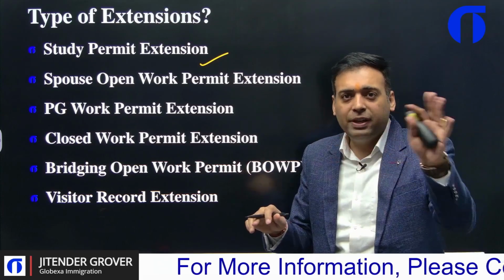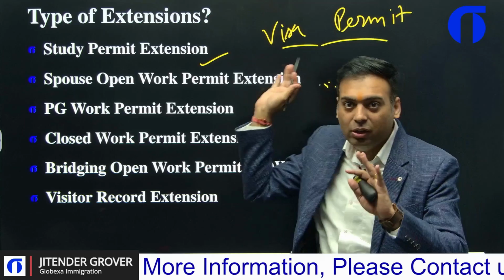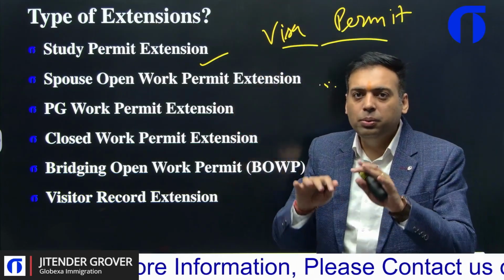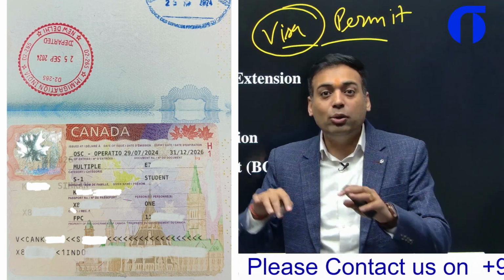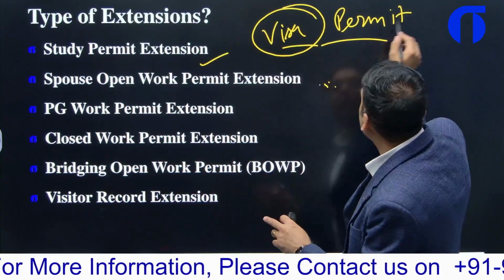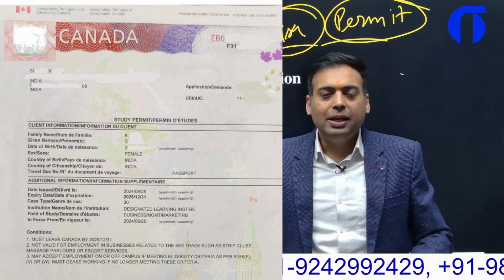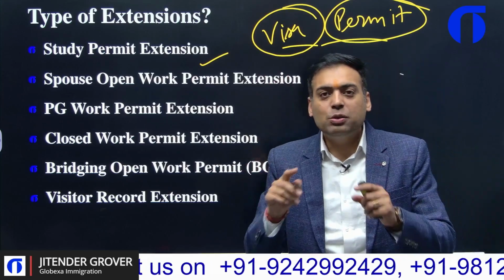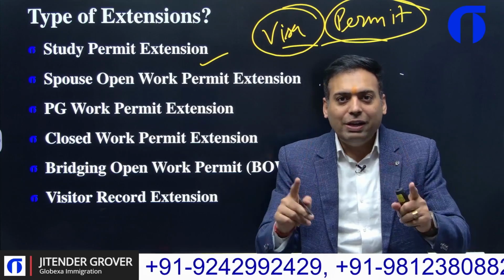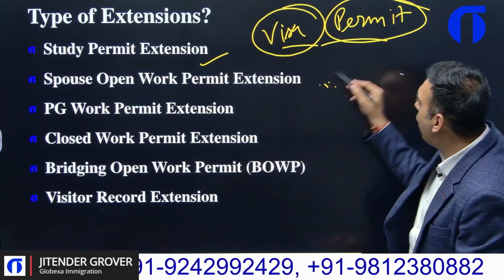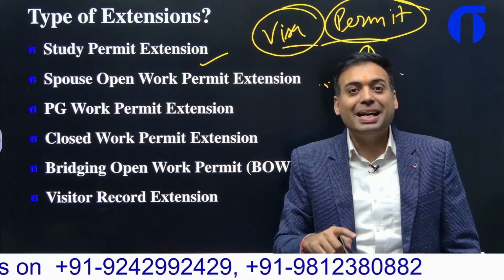First of all, there are two different things: visa and permit. I have already made a video on this particular thing as well. Just to share it with you in short, visa is the visa stamp on your passport. It is not a guarantee to enter Canada. Once you enter Canada, you get a permit. Permit is something like an A4 sheet which you get while entering Canada. And the visa stamp, on the other hand, is on your passport. So study visa is different, study permit is different. And when we talk about extension, it is all about permit extension, not visa extension. Your permit can be extended, your visa cannot be extended.